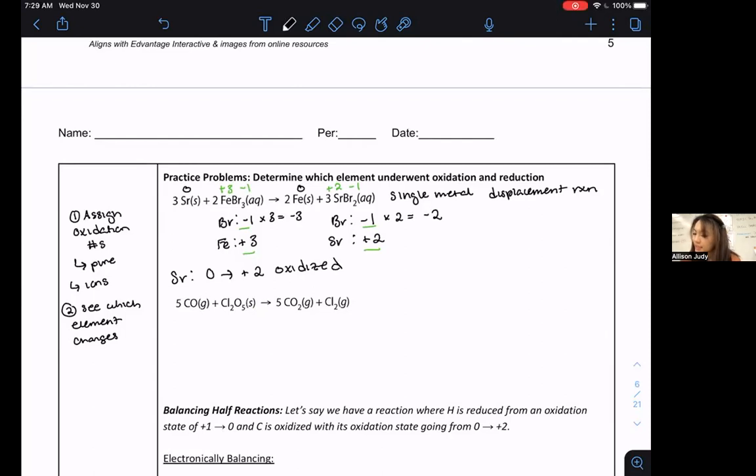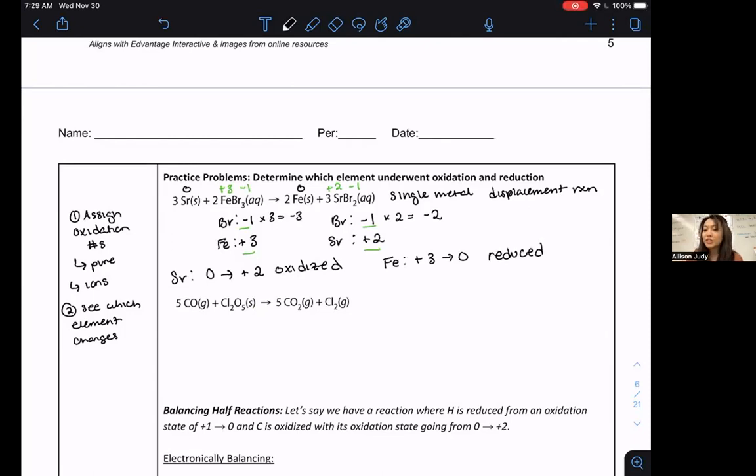And then what we see is iron goes from +3 to 0. So what we would say is we have been reduced because our oxidation state is lowered. It's like we've gained negativity. We've gained more electrons. So we would say it has undergone reduction or has been reduced.